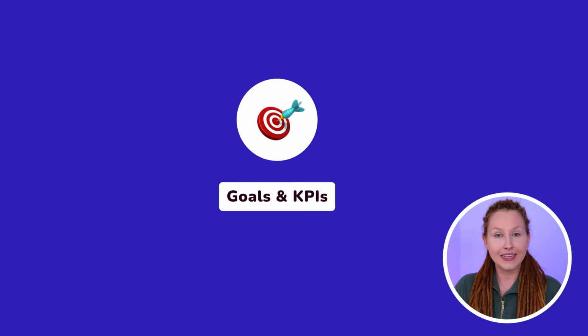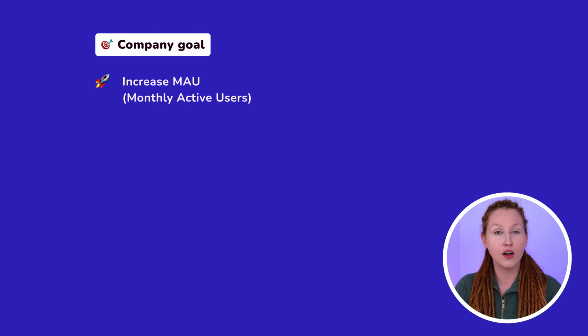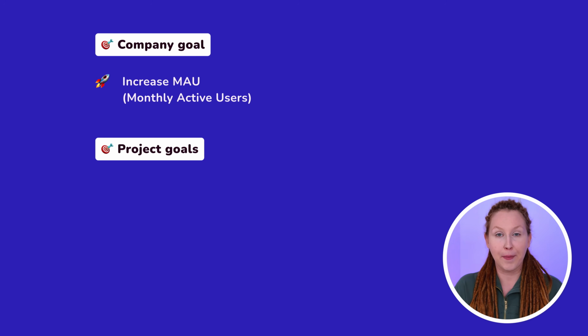Problem statements describe what's needed from the user perspective and how might we questions are created with our team in mind. And the last step is to define the KPIs, so key performance indicators, and the goals for the project. And when it comes to defining the goals, it's really important to connect them to the high-level company goals. And in the case of the browser extension project, the high-level company goal was to increase monthly active users. And here are the project goals that we came up with.